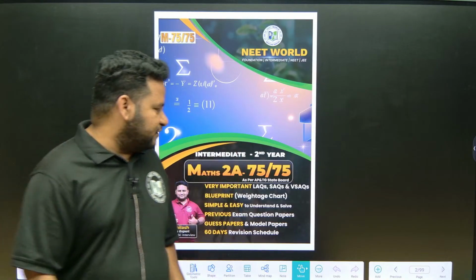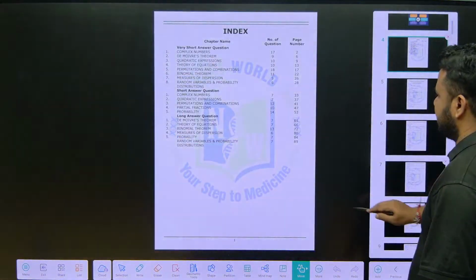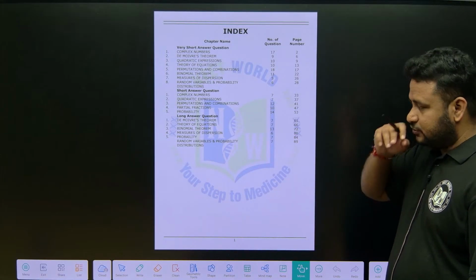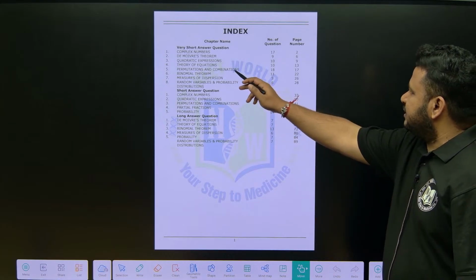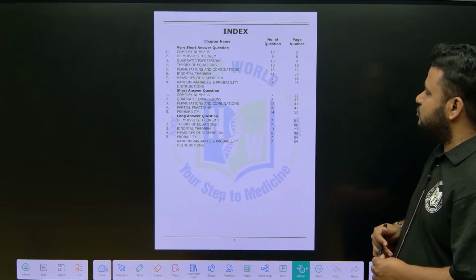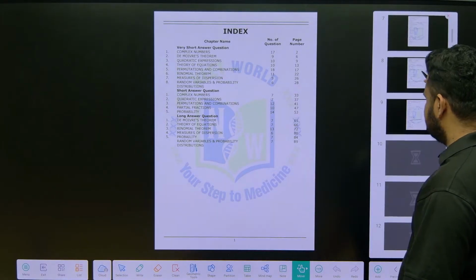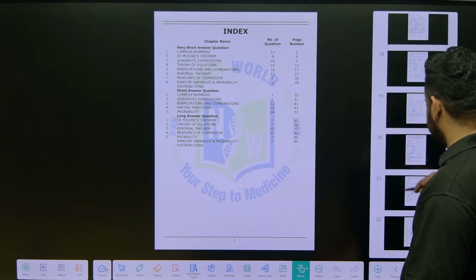Alright friends, let us start with the discussion on theory of equations. Like I told you, one LAQ and one VSAQ will be coming from theory of equations. In total there will be 9 marks from this very simple chapter, so you have to do well in it so that you score maximum.